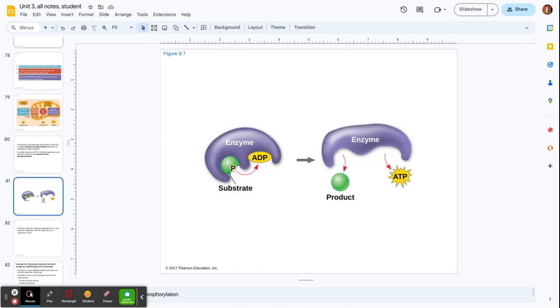This image is showing that in substrate level phosphorylation, there is an enzyme that is catalyzing the transfer of that phosphate back onto the ADP to become ATP.